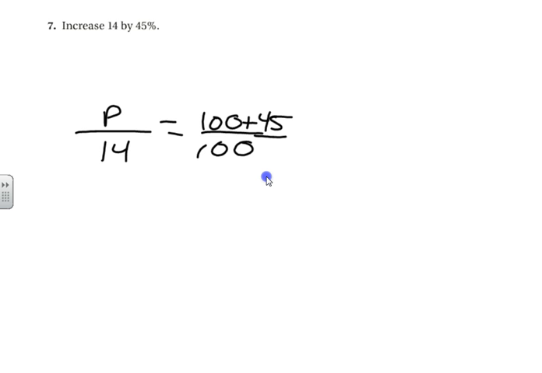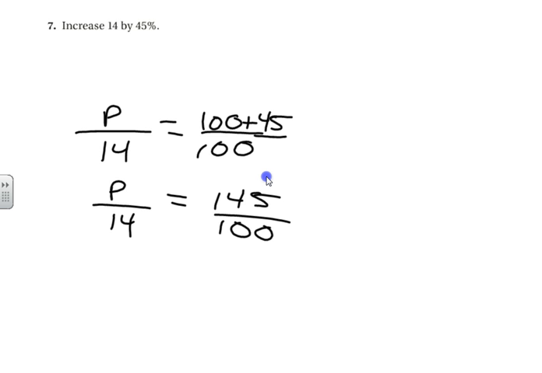Isn't that nice? This is a two-step process. You've got to add the increased percent, and then you go solve your proportion. Now, if there was a percent decrease, we wouldn't be adding it, we would be subtracting it, okay? So, rather than writing it as 100 plus 45, we will write it as 145. And we simply solve for P, and you guys are good at that.